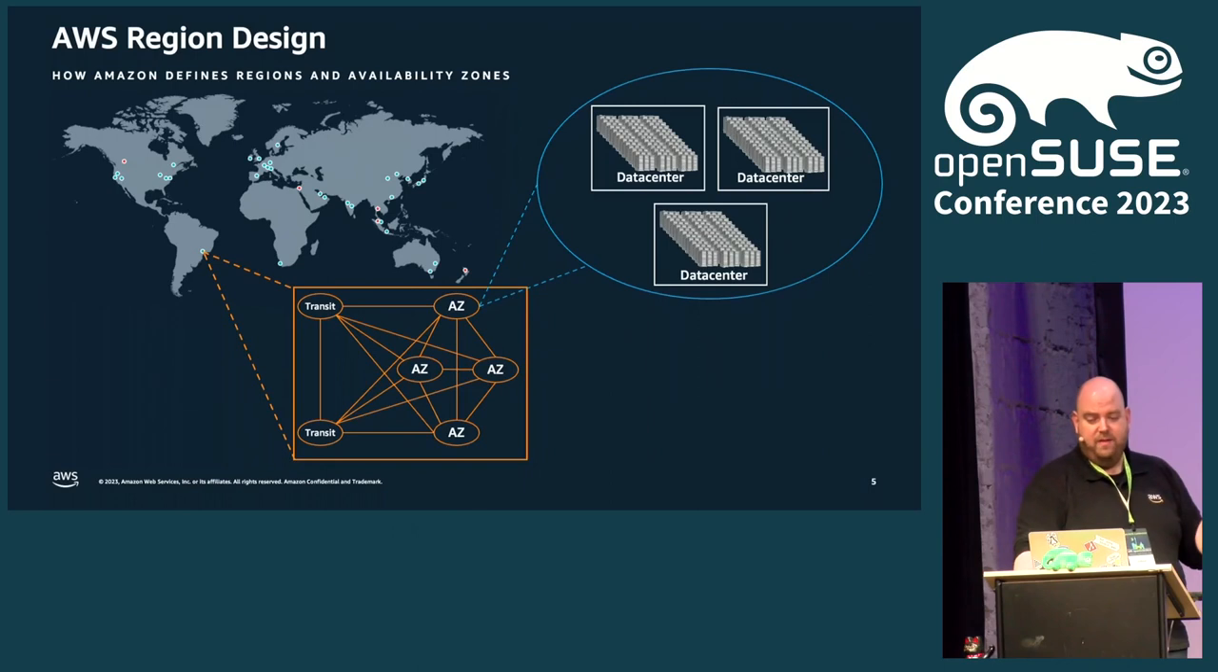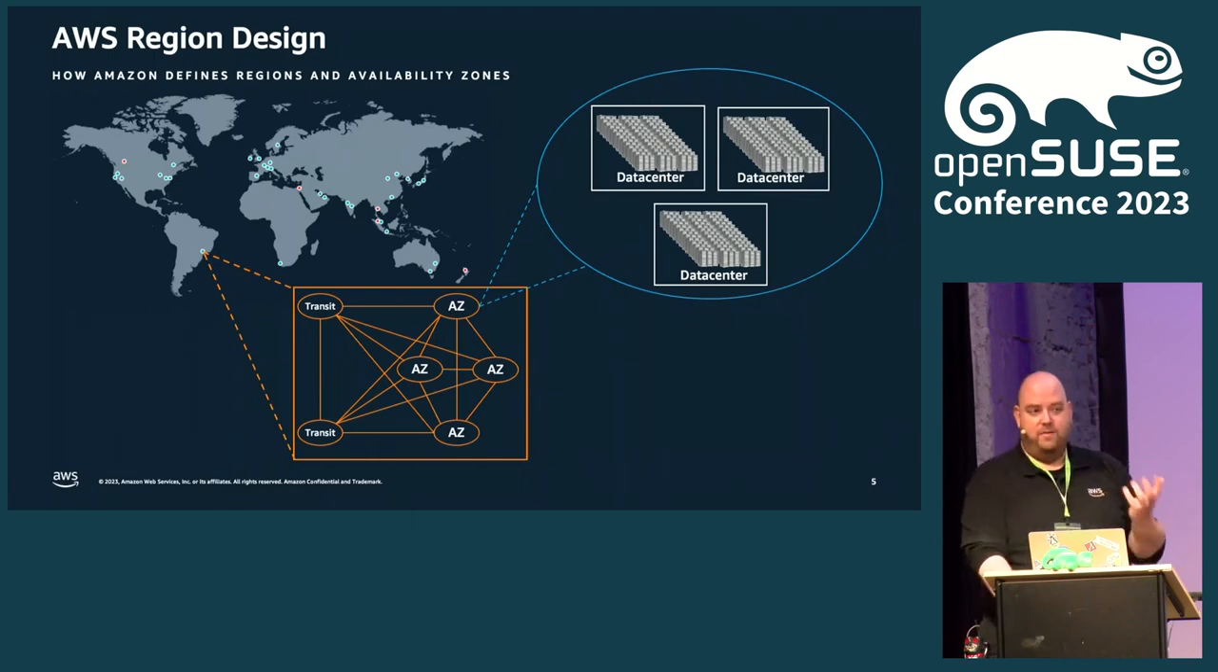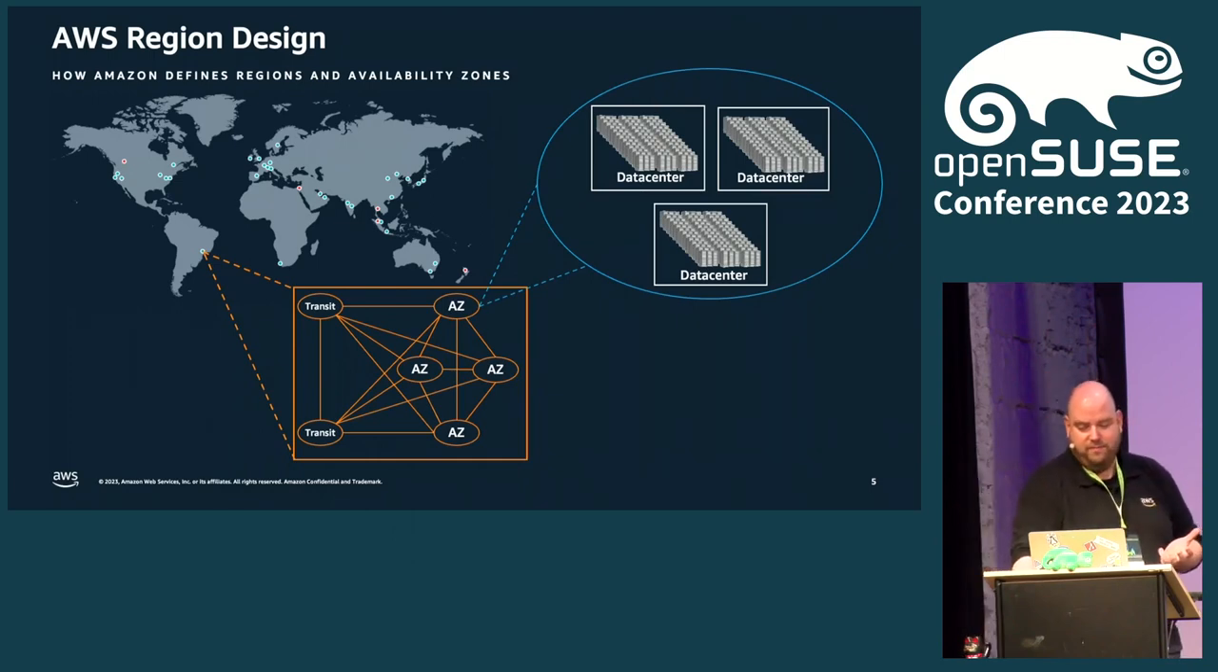And all these availability zones inside a region are many kilometers apart from each other, but they are all within a range of roughly 100 kilometers. This provides high resiliency and low latency. If there's an issue with one availability zone, it's very unlikely that it will affect another availability zone.